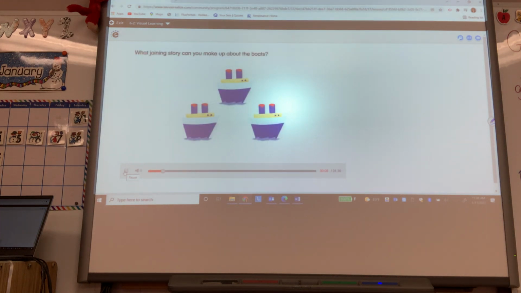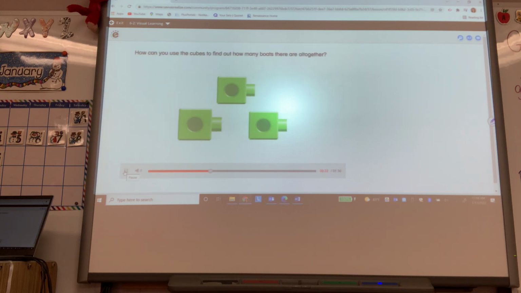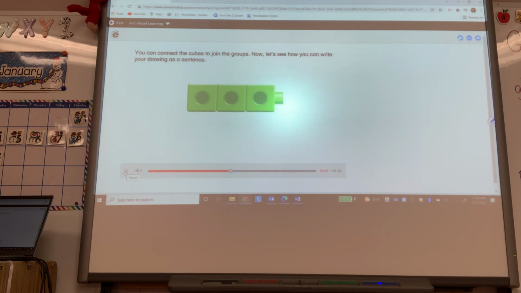What joining story can you make up about the boats? One story could be that you saw 1 boat on the ocean. Then you saw 2 other boats on the ocean. How many boats were there altogether? Let's find out. You can show each boat with a cube. How can you use the cubes to find out how many boats there are altogether? You can connect the cubes to join the groups.